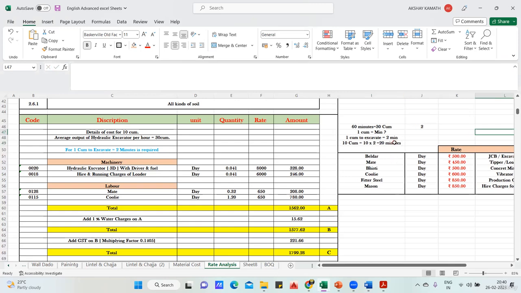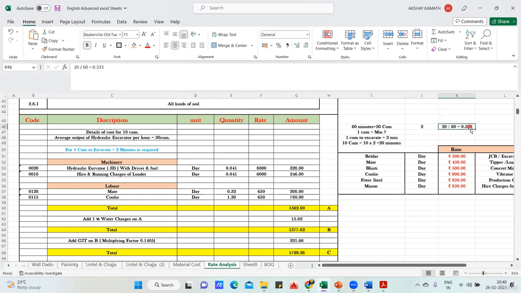Good. But I want the 20 minutes in terms of day. Why? Because you see the unit here, the unit is given in day. So this 20 you divide by 60. Why? Because in 1 hour there are 60 minutes. I want it in day, no? So 20 divided by 60 will be 0.33, isn't it?